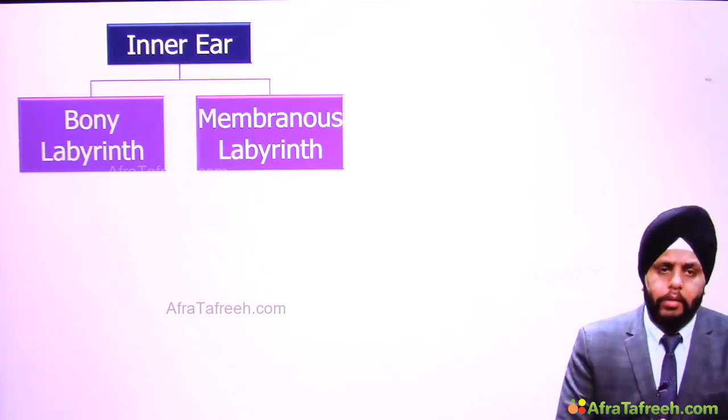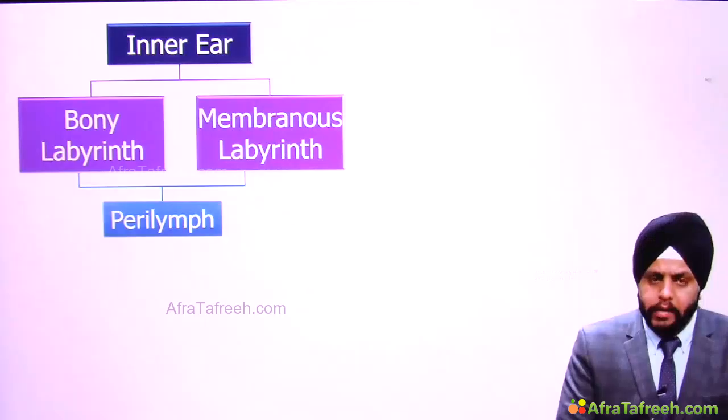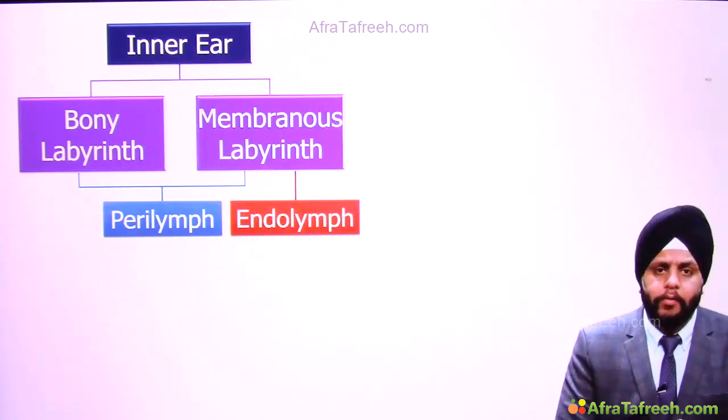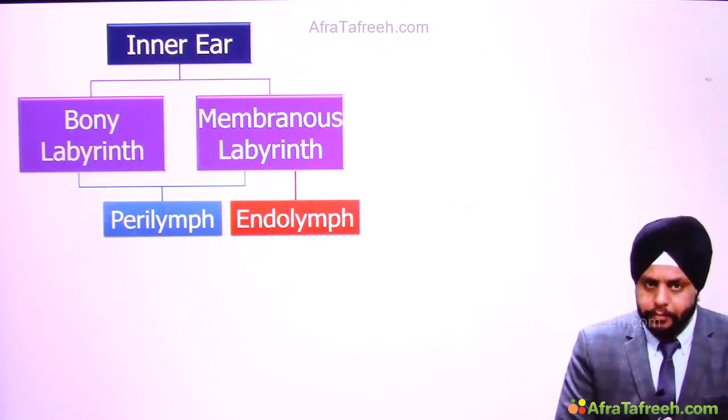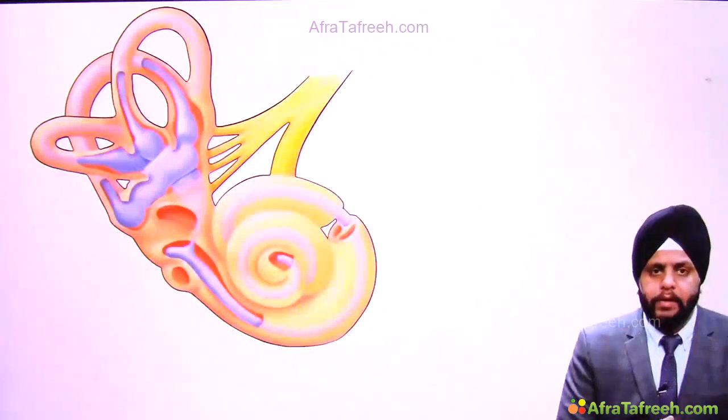Now, the space between the bony labyrinth and the membranous labyrinth is filled with a fluid known as perilymph. The space inside the membranous labyrinth is filled with another fluid known as endolymph. So now let's look at this inner ear.